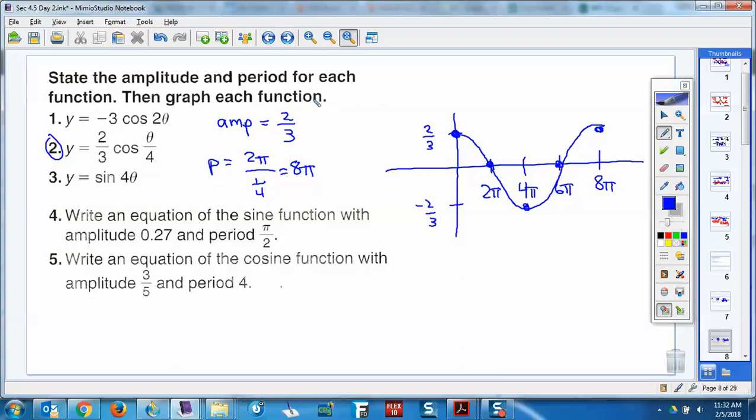So the middle mark will be 4 pi. This mark will be 2 pi. So each mark is 2 pi: 2 pi, 4 pi, 6 pi. And then again, I just made one mark of 2/3 and negative 2/3 for my amplitude. And then it's just a basic cosine curve from there. Okay? All right. So we're going to spend multiple days on sine and cosine because those two are the graphs that we really have to have down. And to be honest, all the other 6 trig functions come from sine and cosine anyway.